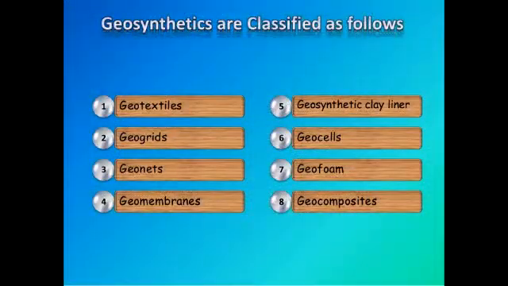Geosynthetics can be classified as follows. First, geotextiles. Second, geogrids. Third, geonets. Fourth, geomembranes. Fifth, geosynthetic clay liner. Sixth, geocells. Seventh, geofoam. And eighth, geocomposites.